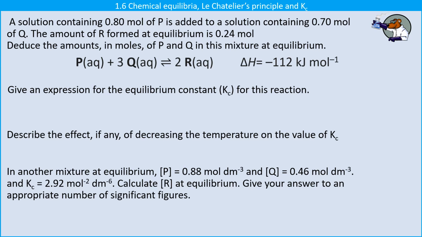A solution containing 0.8 moles of P is added to a solution containing 0.7 moles of Q. The amount of R formed at equilibrium is 0.24 moles. Deduce the amount in moles of P and Q in this mixture at equilibrium.